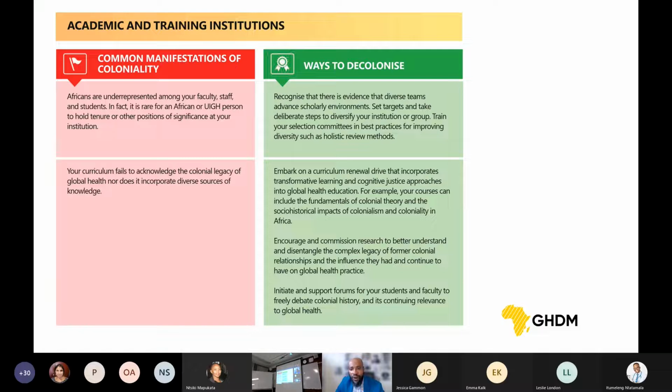And so we are calling for curricular renewals, incorporating transformative learning and cognitive justice approaches. And really creating a space where people can talk about the colonial history of global health and of medicine in general. And I think that could raise the sensitivity levels, we hope, in terms of the way global health is practiced.